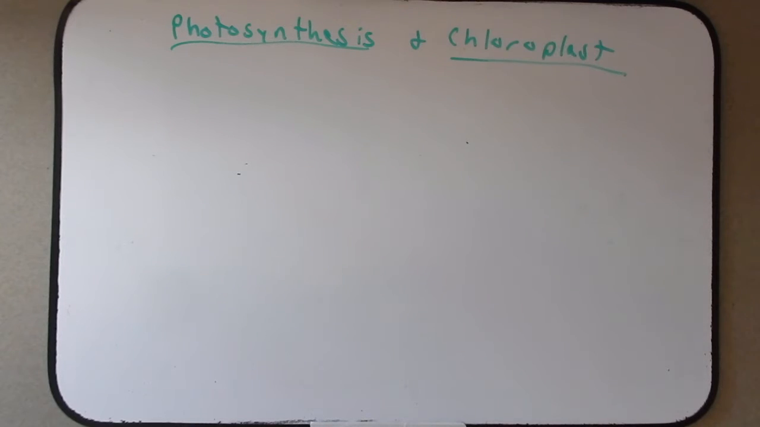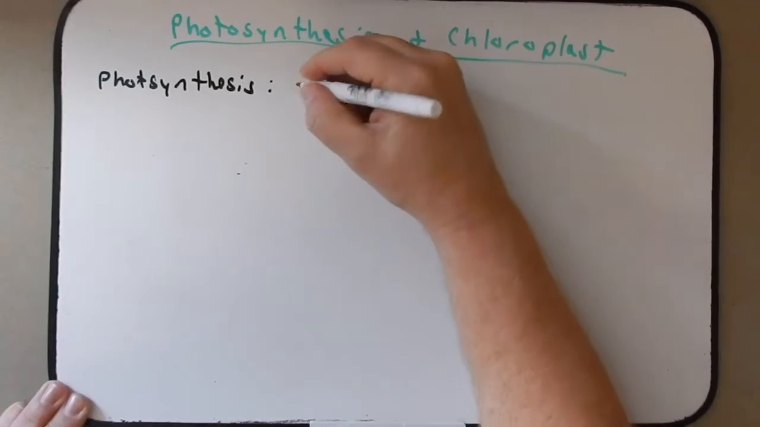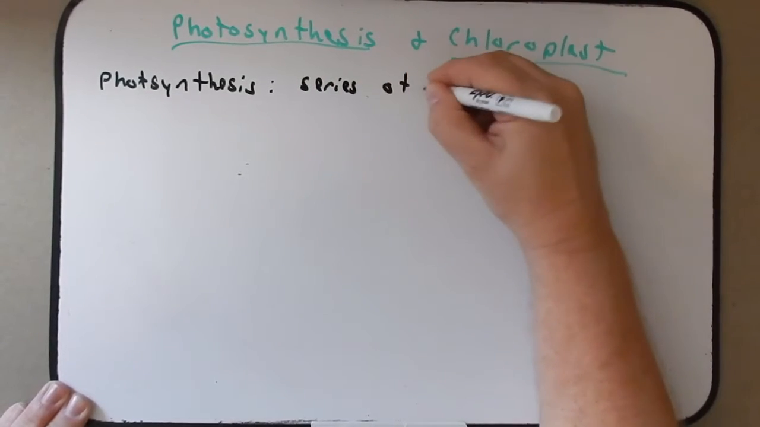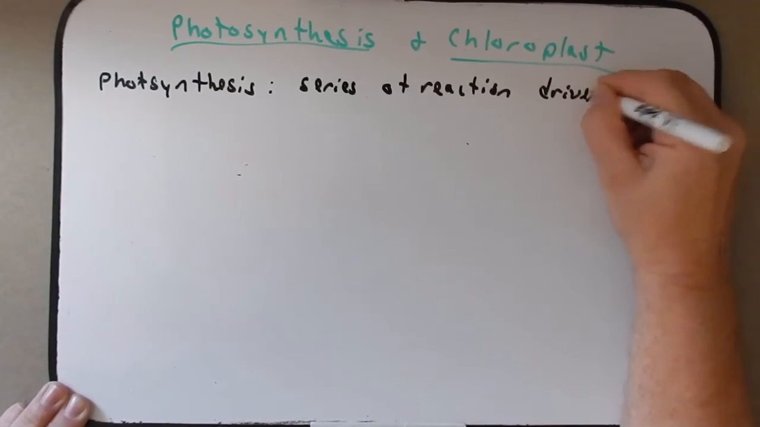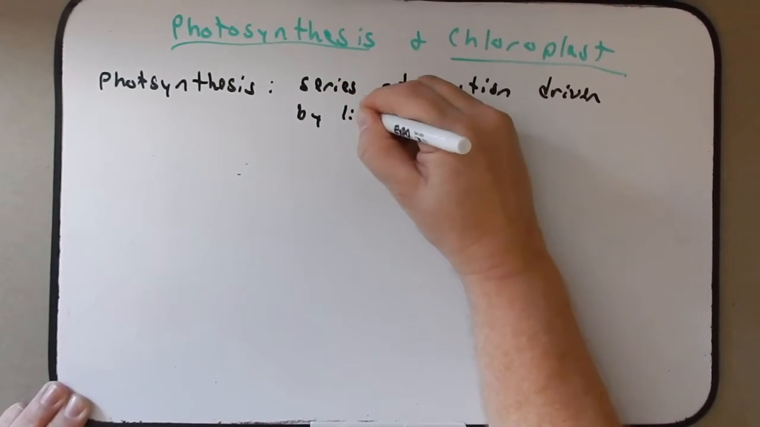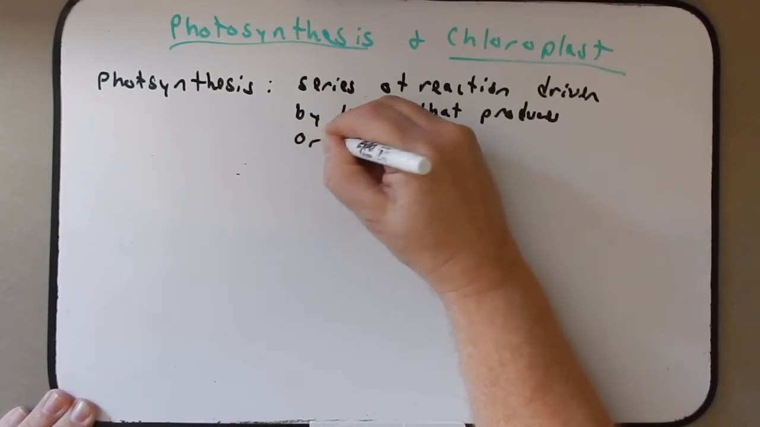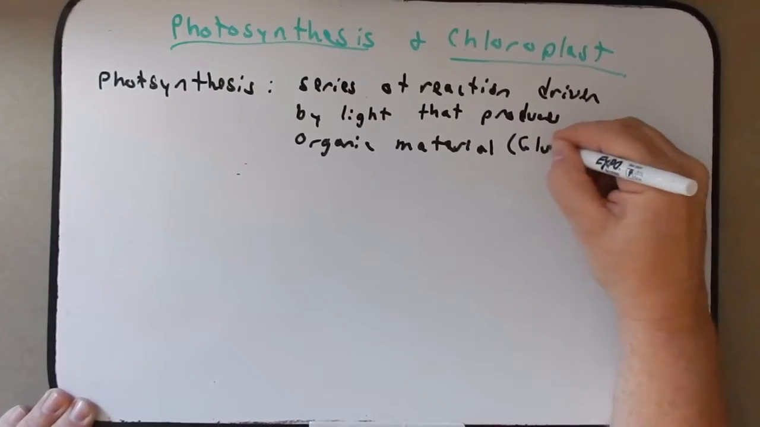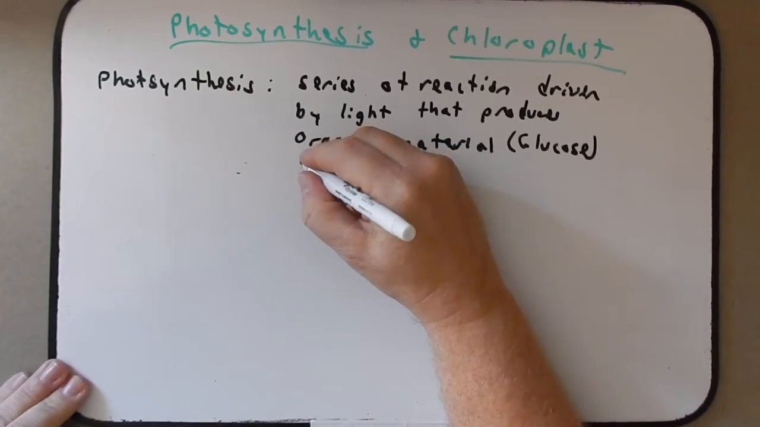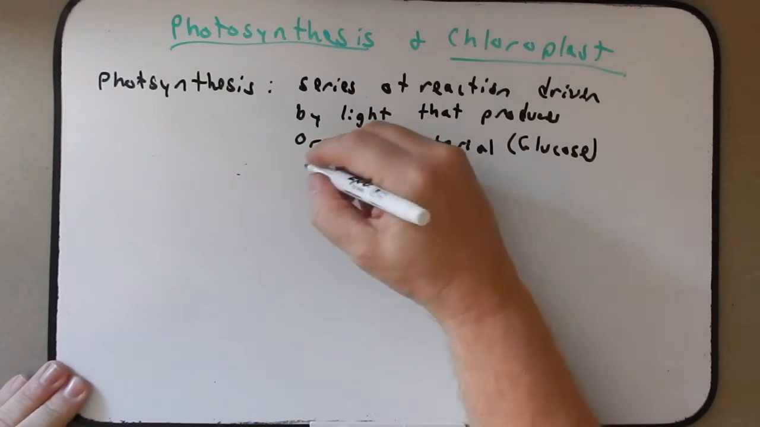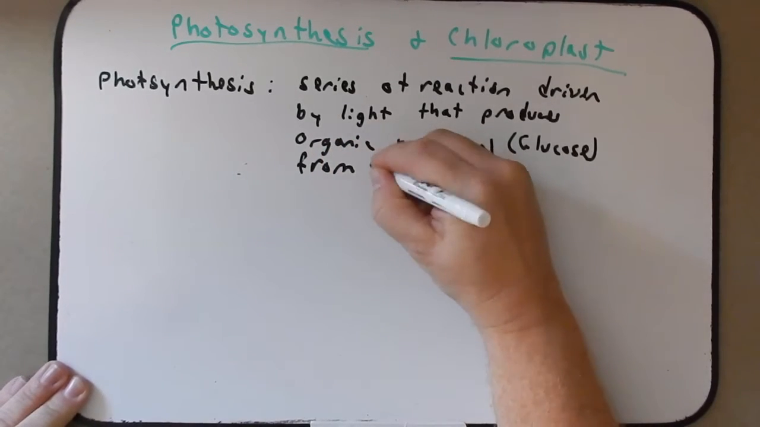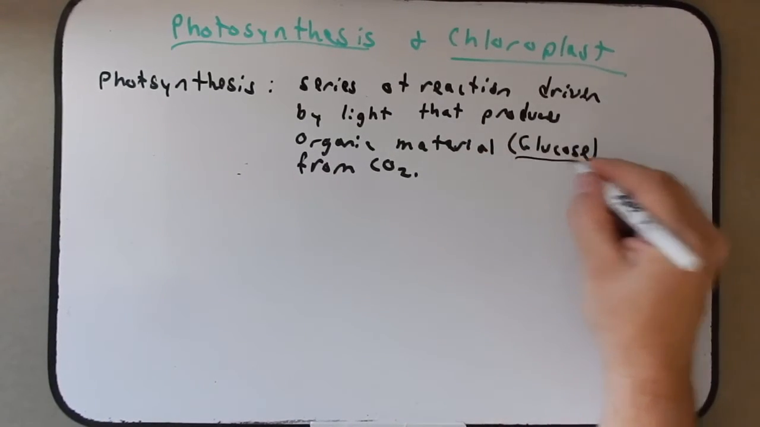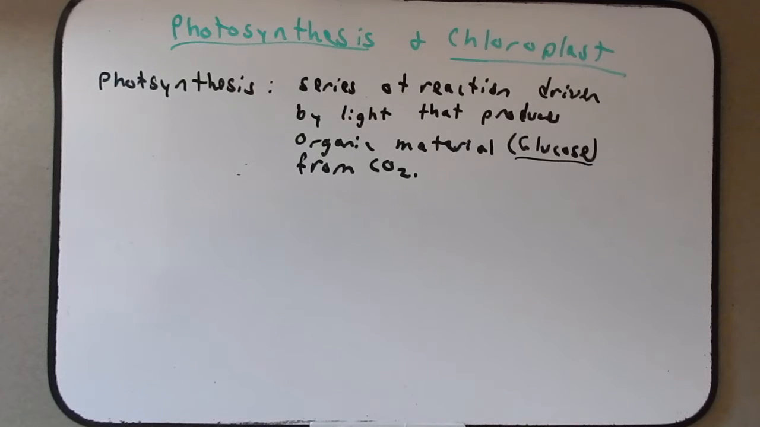First, let's start with a working definition of photosynthesis. We can think of it as a series of reactions driven by light that produces organic material, like glucose. And it does this by using carbon dioxide, so from CO2. The tiny molecule that we see of CO2 is what we use to generate these glucose sugars.